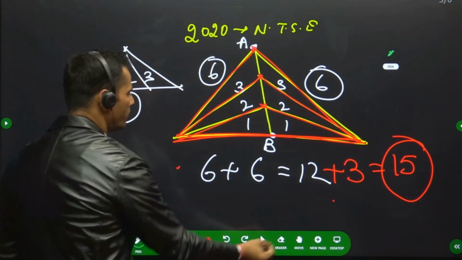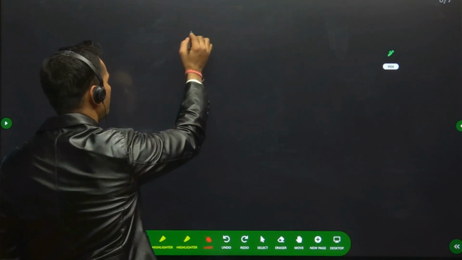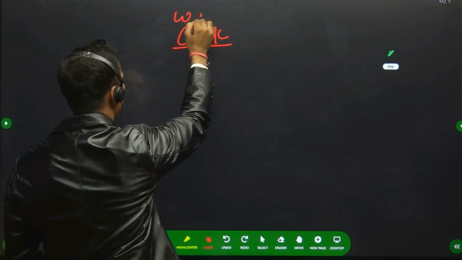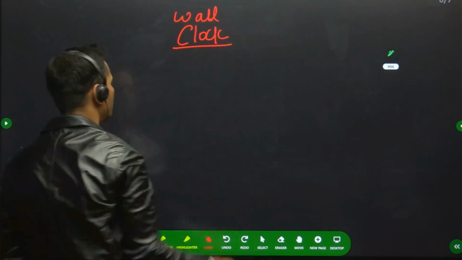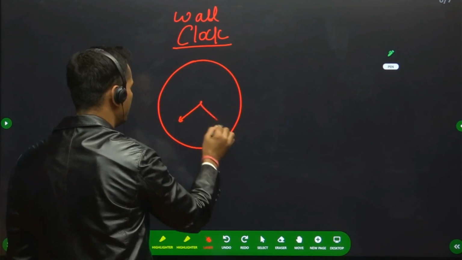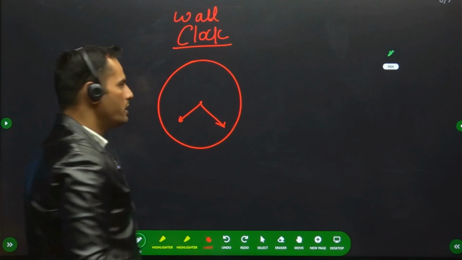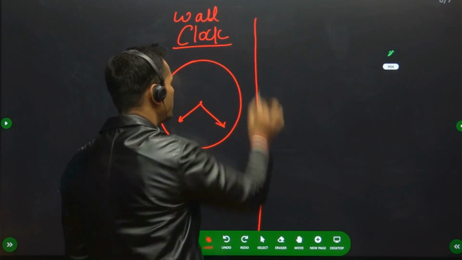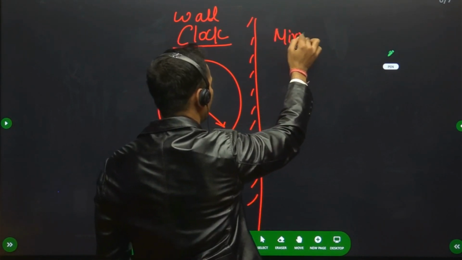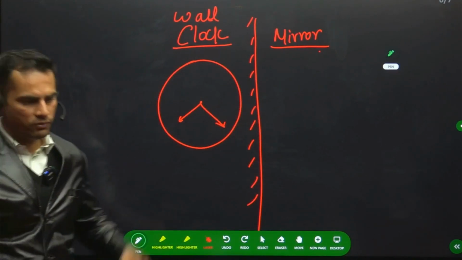So last question for you all, dear students. In a wall clock, I'm talking about a wall clock. I hope you all have seen a wall clock. If the time shown in a wall clock is, let's say, 7:20, this is the position of the clock at 7:20. So what will its mirror image show? If this wall clock is seen in a mirror, what time will it show in its mirror image? Please try to find out the answer.